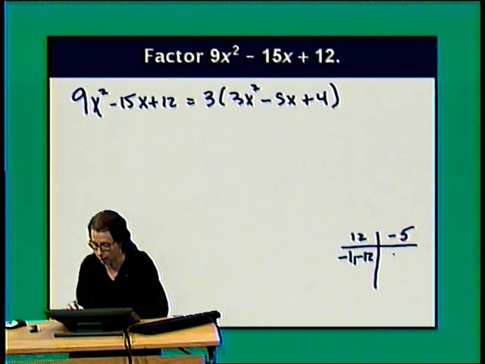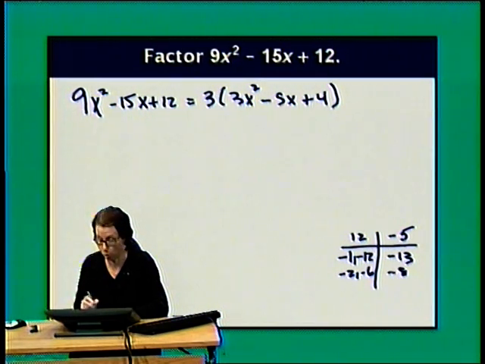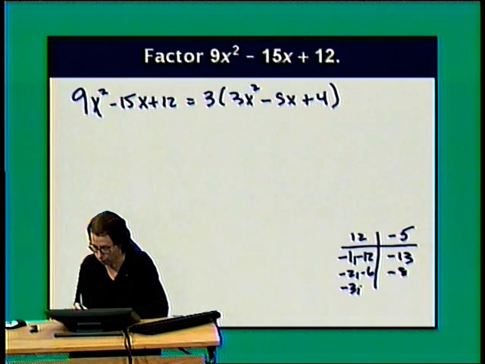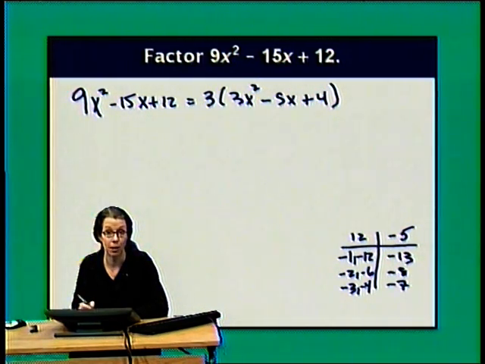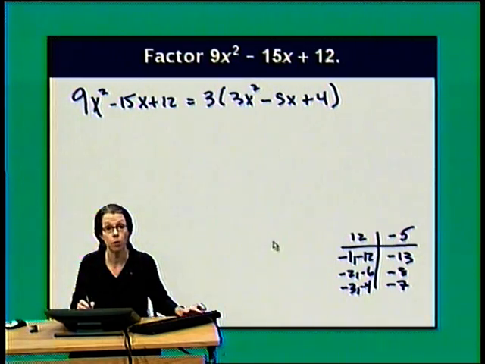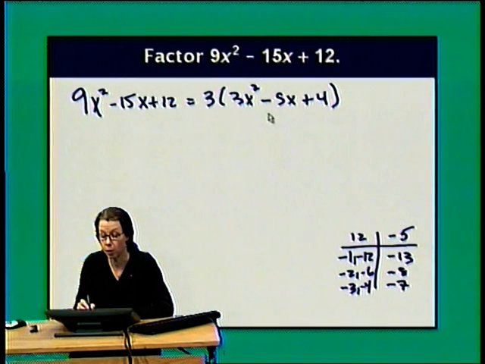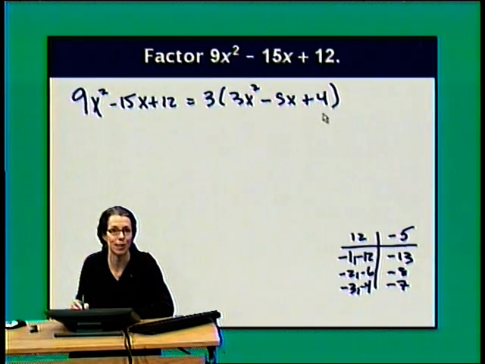Negative 1, negative 12, that won't work. Negative 2, negative 6, that won't work. Negative 3, negative 4, that won't work. Negative 4, negative 3, just back to where I started. So the trinomial 3x squared minus 5x plus 4 is prime. So at this stage of the game, the original trinomial is completely factored.